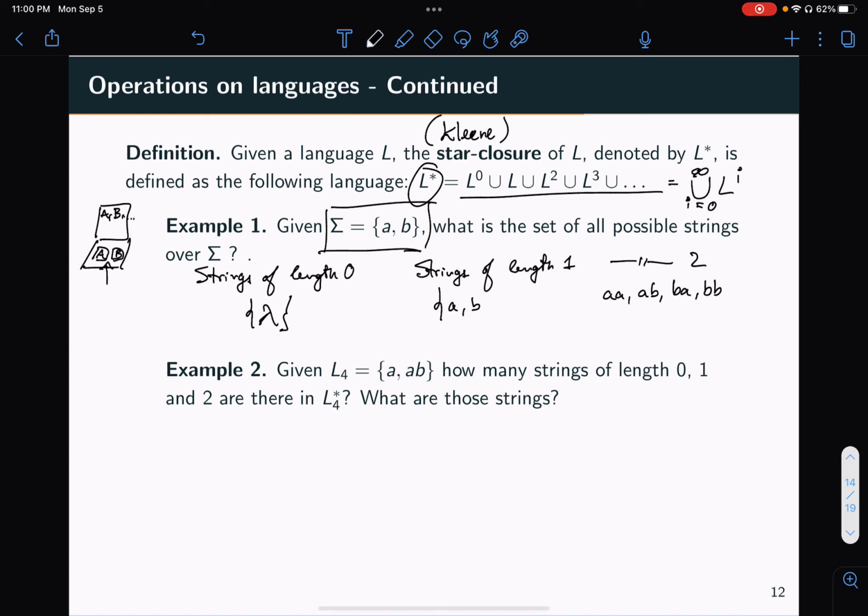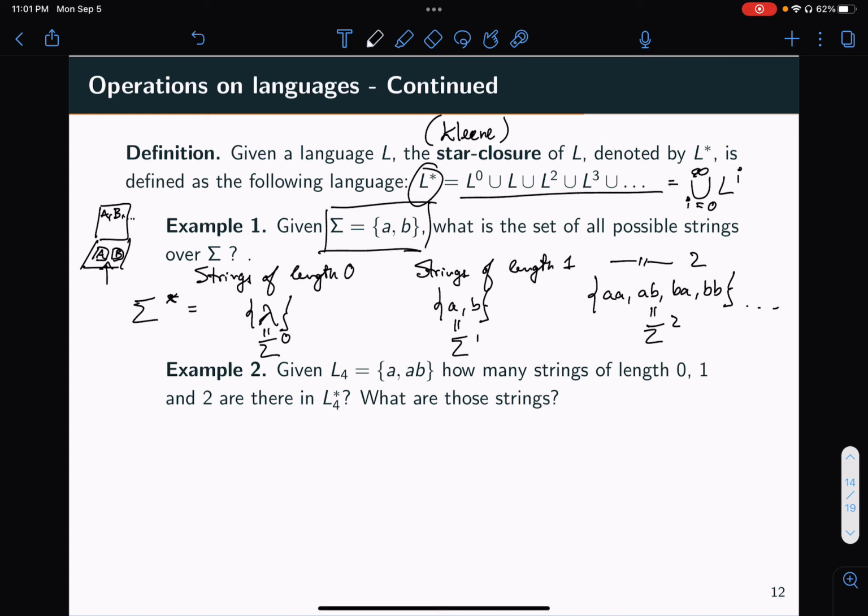Next, I have the set containing all possible strings of length 2 over the alphabet AB, right? And so actually, this can also be written as sigma 0, this is sigma 1, and this is sigma 2, and so on. So actually, the set of all possible strings over sigma is just going to be sigma star, right?